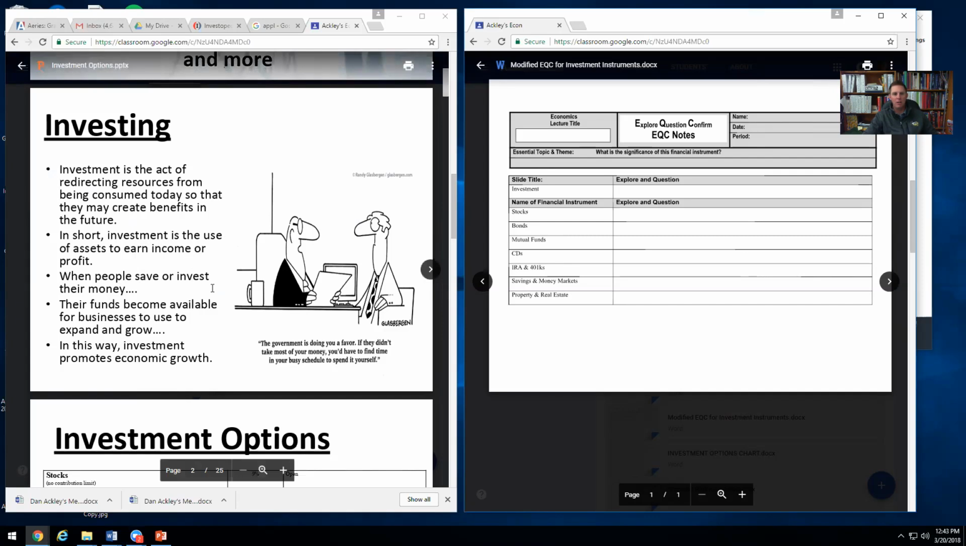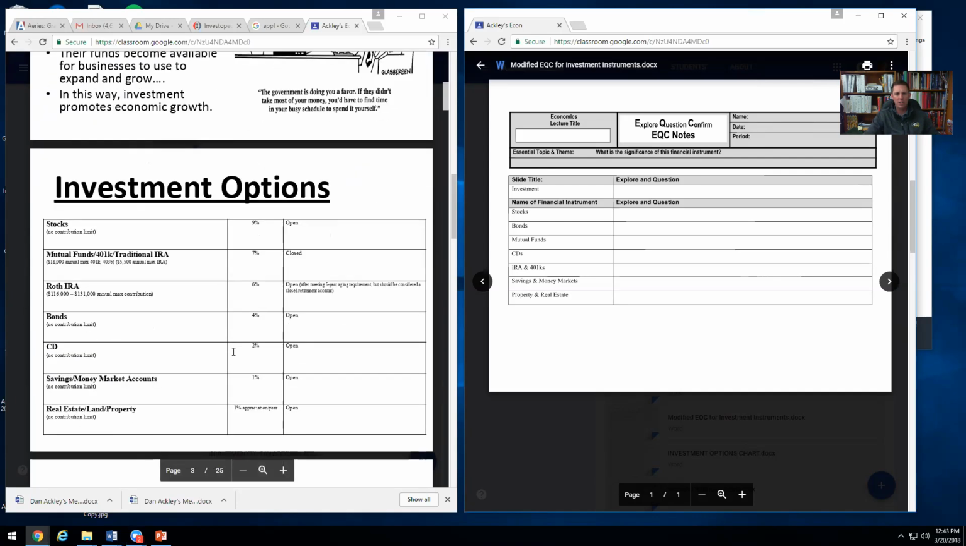When people save their money or invest, like I said, their funds become available to businesses to use, expand, or grow. Businesses, communities, projects, what have you. And so when we save our money, our savings becomes available to other institutions or companies, and they use it, and the economy grows and our wealth grows as well. So when we get that back at the end towards retirement age, that's what we're aiming for.